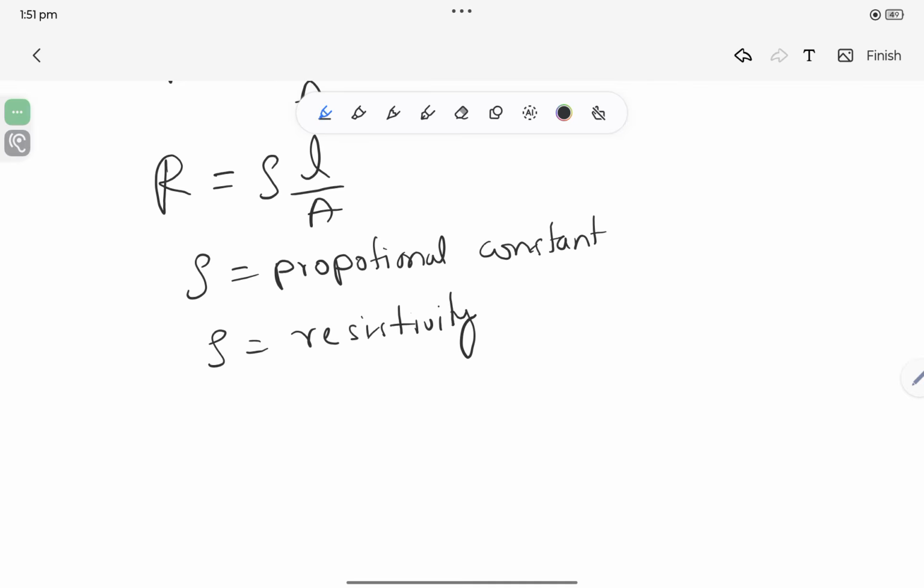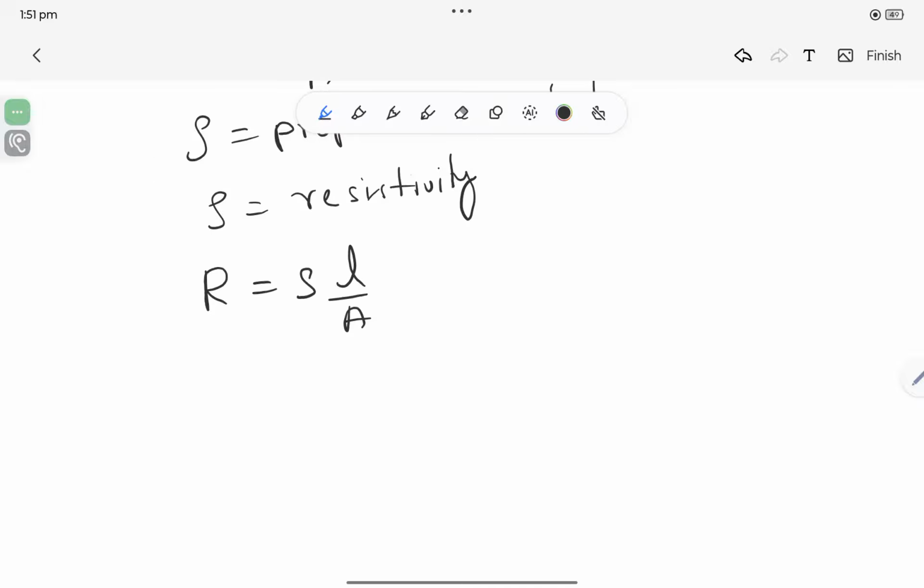So what is the SI unit of resistivity? From this we can write R is equal to rho into L by A. What do we want? We want the SI unit of resistivity. So send this to this side, R into A. If you send this one, it becomes R into A by L is equal to rho.